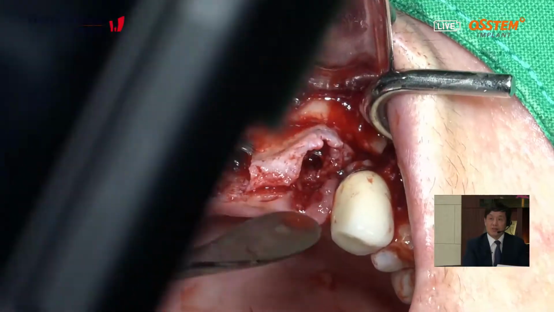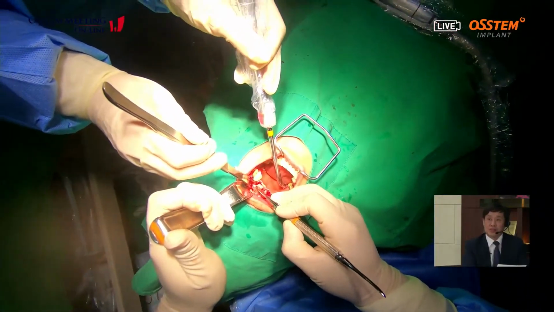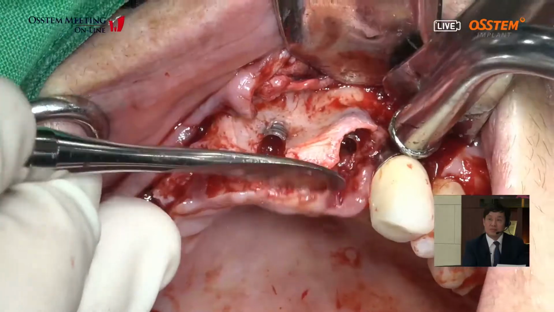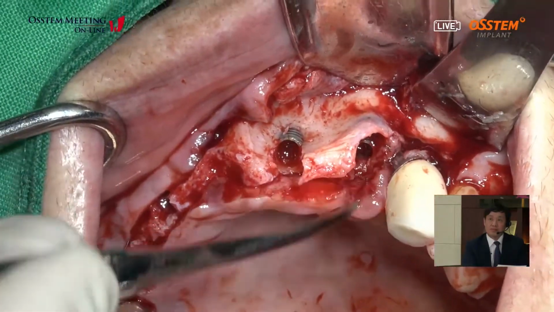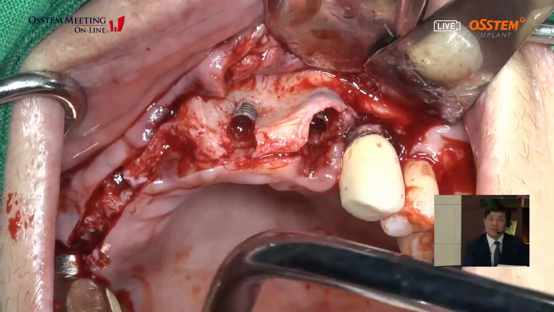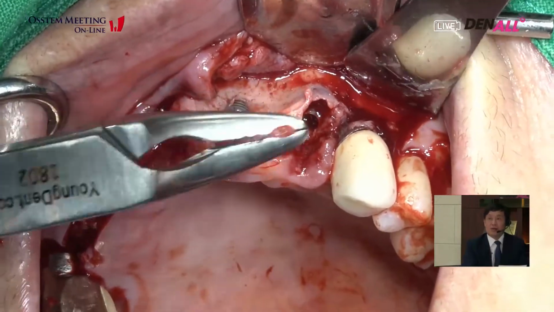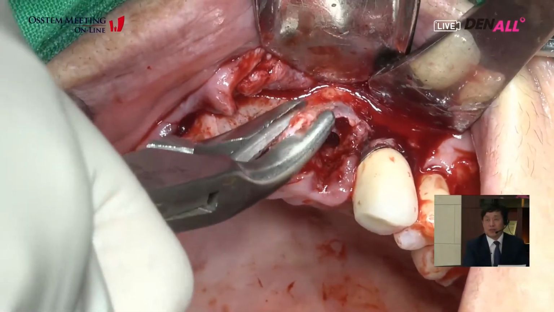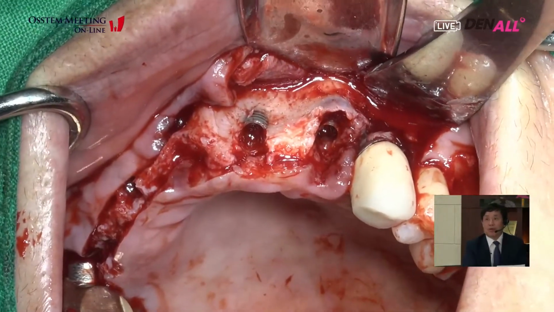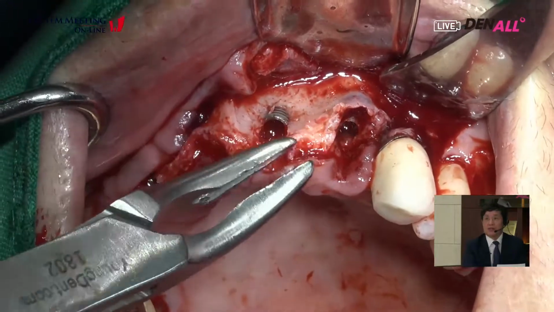Okay, so as you can see, in this area the alveolar bone was extruded, extrusion. So I planned deep enough in the planning program. So I will cut this area. Yeah, he cut the too much alveolar bone, so he removed the alveolar bone for the left side anterior area.